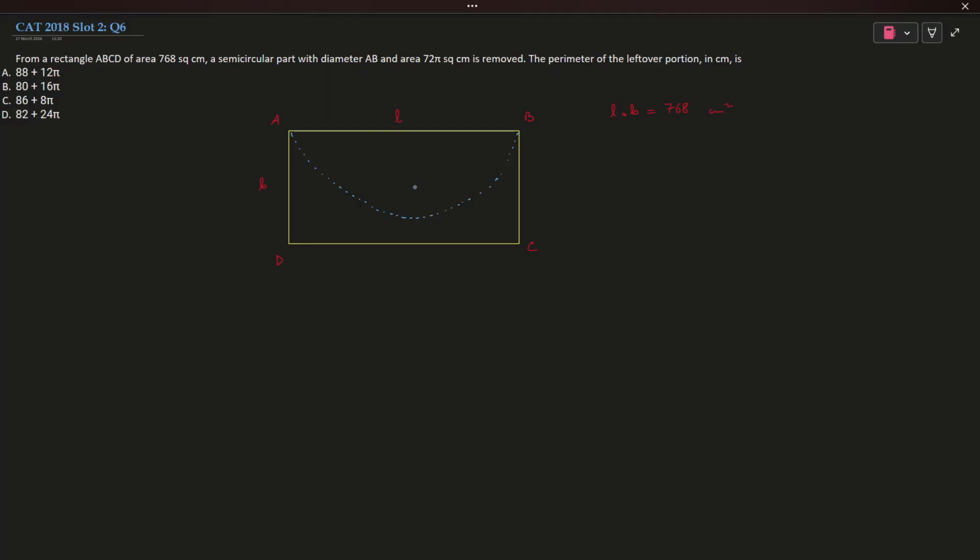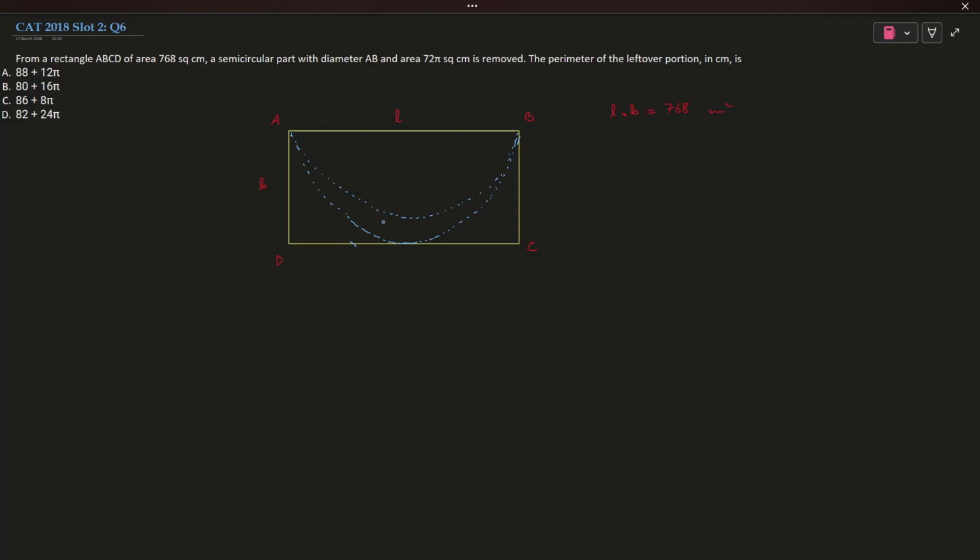This is a semicircle that has been removed. Or can it be like this also? If I go on, no. In that case, it won't be a semicircle, right? But it can touch the other side also, right? If I draw the semicircle like this, it is also possible. This is also a possibility. Semicircle is removed. Correct? Okay. Both the cases are possible.